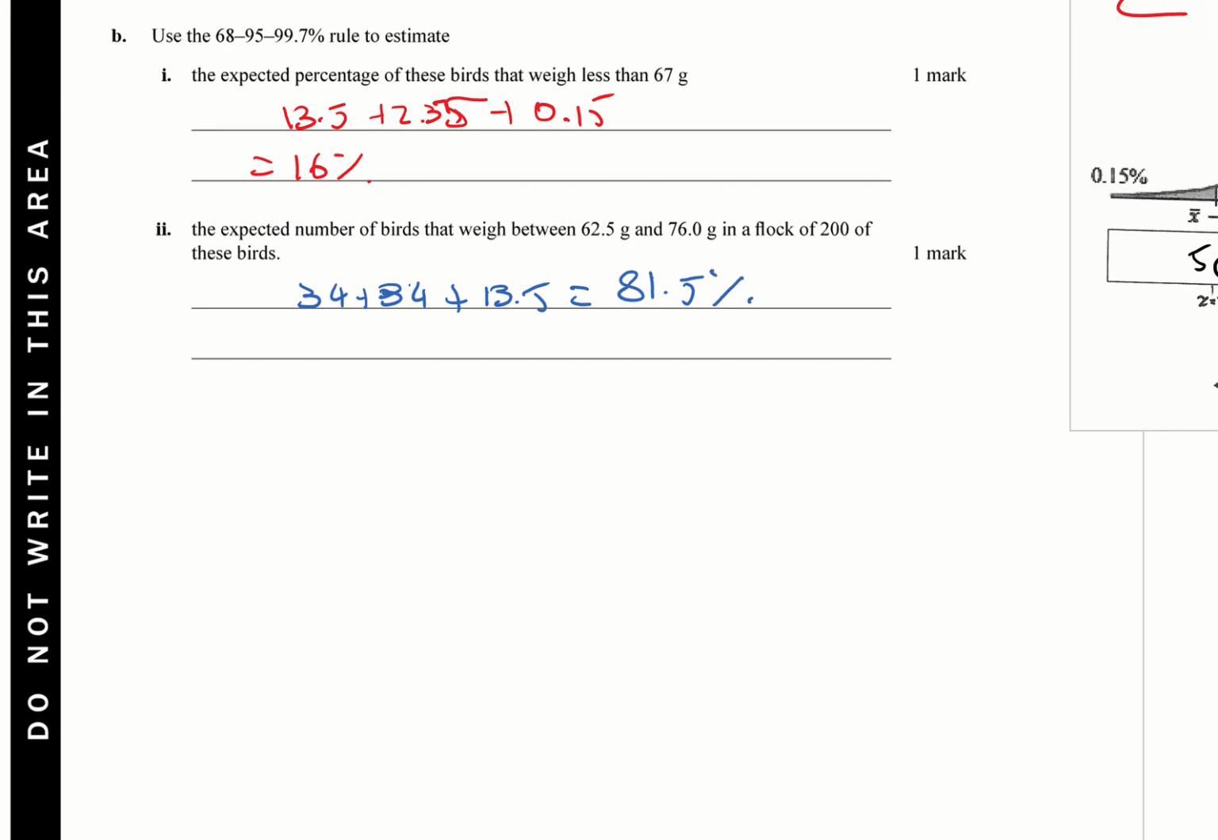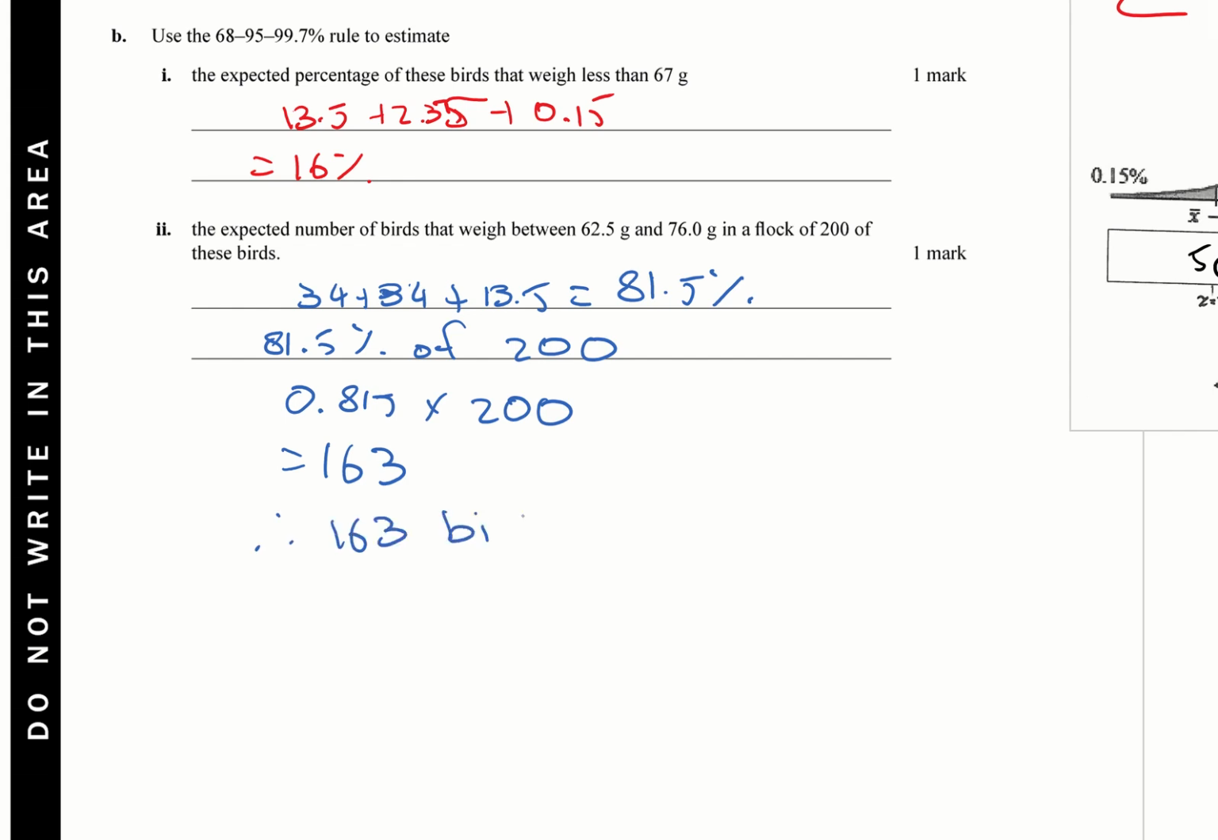Now, that's not the answer. That's just the first part, because you have to calculate the percentage. Then you use that percentage. So now you want to get 81.5% of 200. If you know how to do this, you can probably do it a little bit quicker, but that's the same as going 0.815 times 200. And that gives you 163. So therefore 163 birds. That's the expected number of birds based on that. Okay, and that's how you'd answer this particular question.